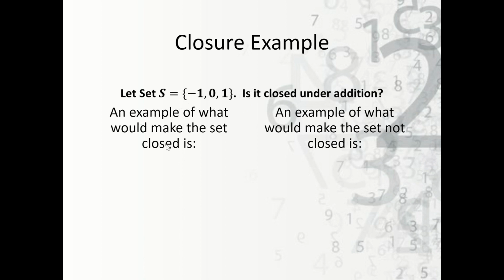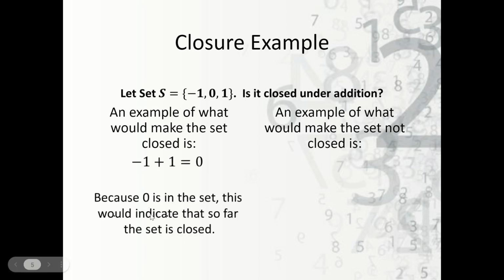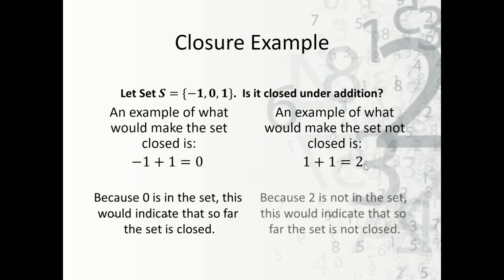So an example of what would make the set closed would be -1 plus 1 equals 0. Because 0 is in the set, it looks like it might be closed. Now, is there an example we can come up with that makes it out of the set? Well, if we add 1 plus 1, because we do need to include it plus itself, 1 plus 1 equals 2. Well, 2 is not in the set, therefore the set is not closed. And again, if there's even one example of this, it doesn't matter that this part ended up inside the set. Because this one example is out of the set, the whole set is not closed.